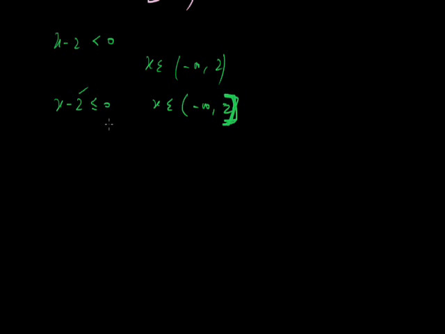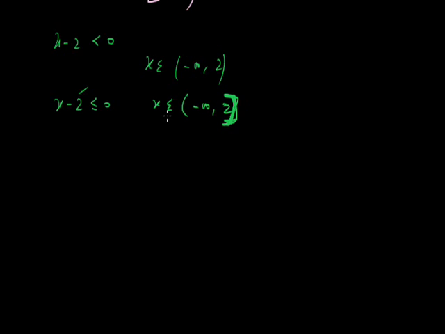Let's take more examples. If the problem is of the sort x minus 2 less than 0, we'll say that x belongs to minus infinity to 2, right? And had it been x minus 2 less than or equal to 0, it means x belongs to minus infinity to 2, and this bracket has to be a square bracket because it includes the value 2.